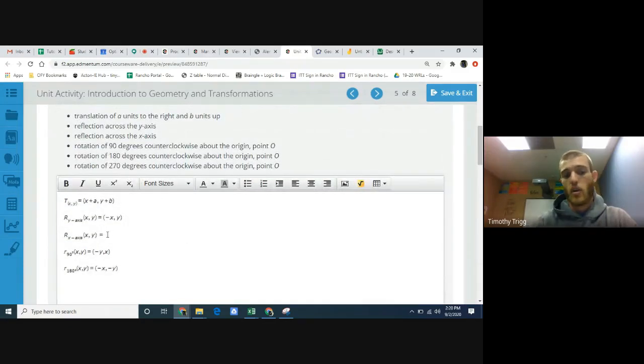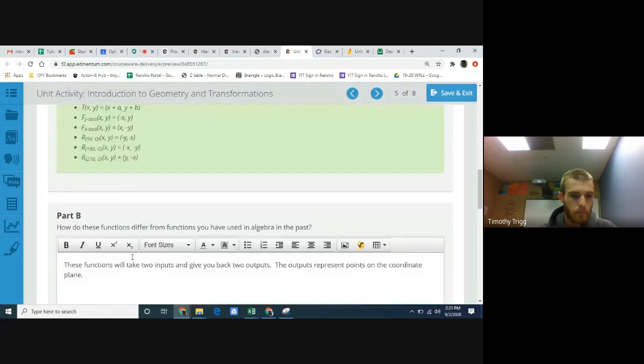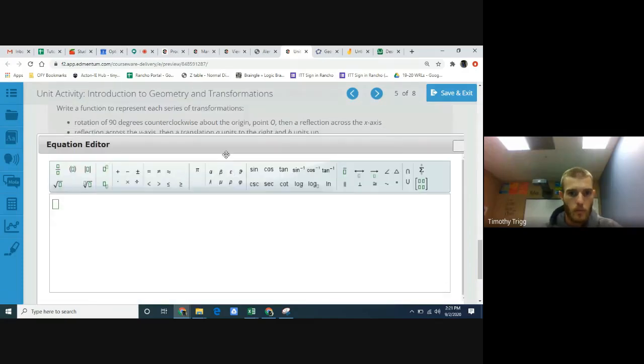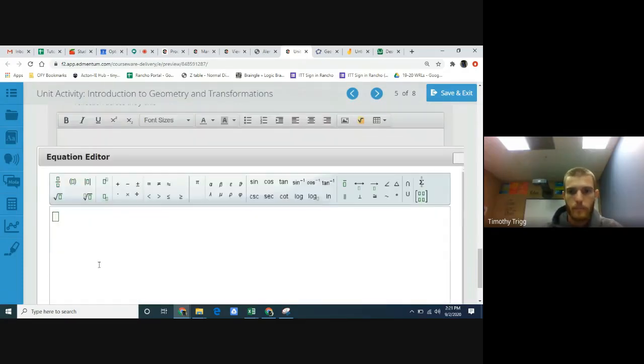So reflecting across the x-axis, hopefully you figured out here that this would be (x, -y). So in our case, we want to rotate 90 degrees. So we flip the x and y, and the y becomes negative. And then we want to reflect across the x-axis, so this one will become negative. Okay. So for this first one, it'll look like this.